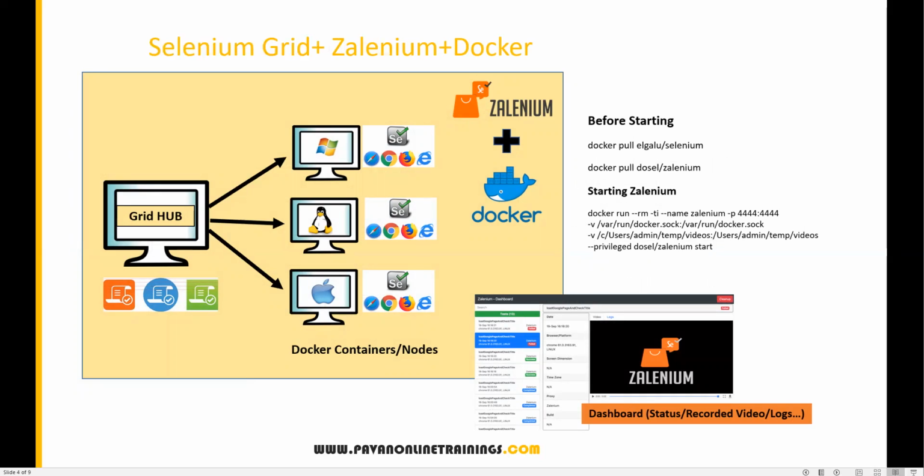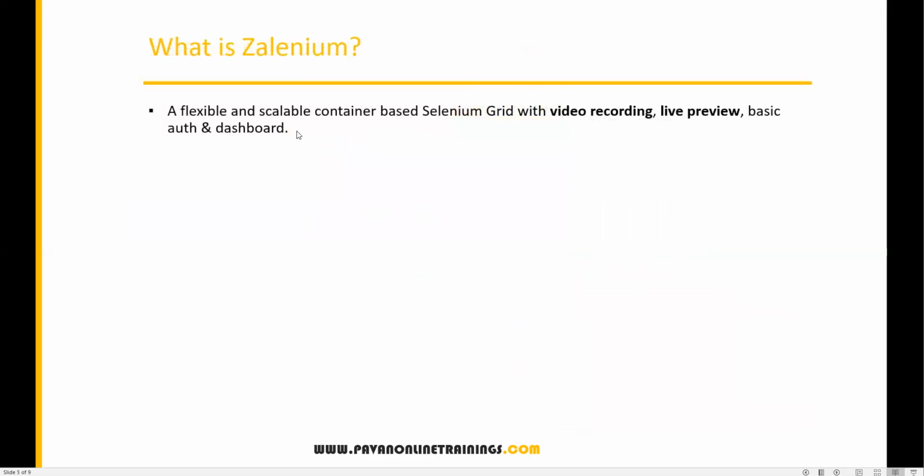And with this Selenium, we can also achieve the same thing, but it has a lot of advantages. So once we have incorporated Selenium, what exactly is it doing? Selenium is basically a flexible, scalable, container-based solution, which contains the Selenium Grid environment. Along with this, it also has features like video recording, live preview, basic authentication, and it will also provide you a dashboard. These are the additional features we have with Selenium.